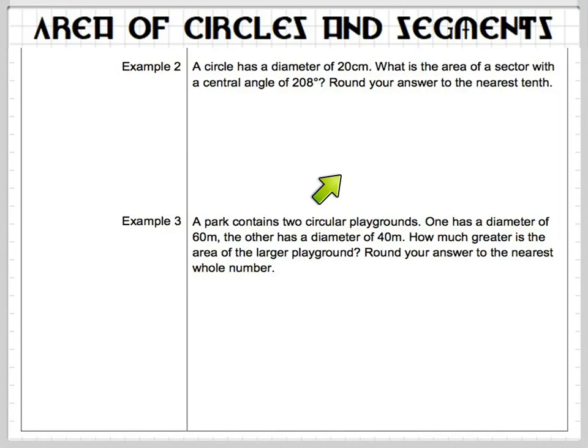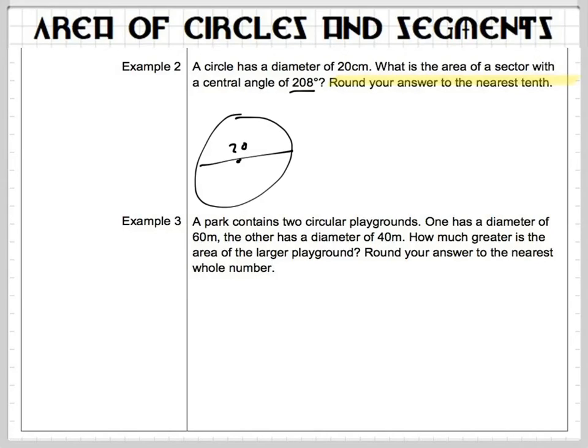Now, the main difference between this one and the last one that we did is this one doesn't have a picture for us, and this one says round your answer to the nearest tenth instead of leaving it in terms of pi. So, let's draw a circle first. Here's my circle. It has a diameter of 20. What is the area of a sector with a central angle of 280? Or, sorry, that's not 280, that's 208.